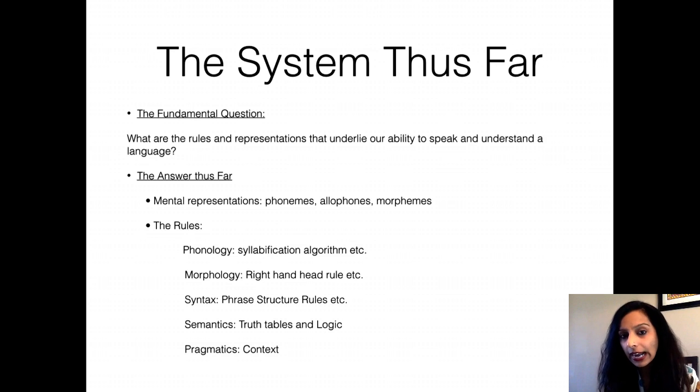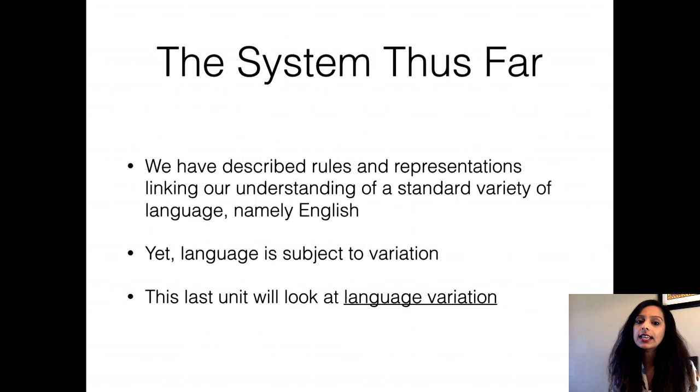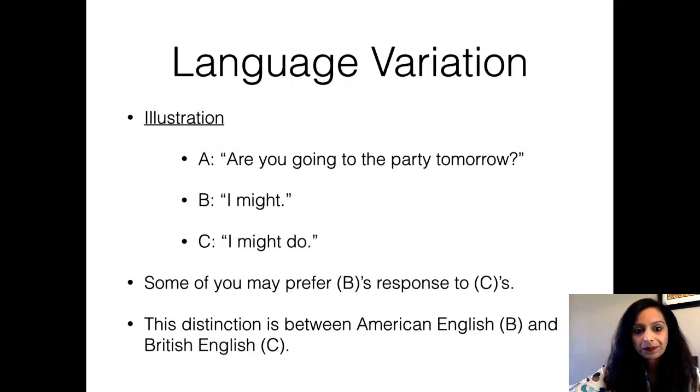And so we have kind of reached the end of the system that we've been talking about. We are now going to get into this applied area called sociolinguistics, and this is also called language variation. And the reason why is because this is the first time that we're going to look at different variations of English, different variations of language.